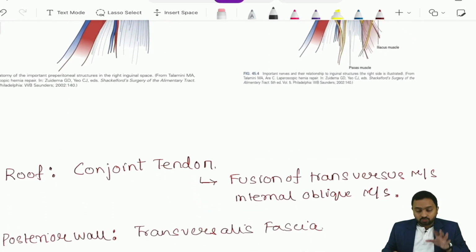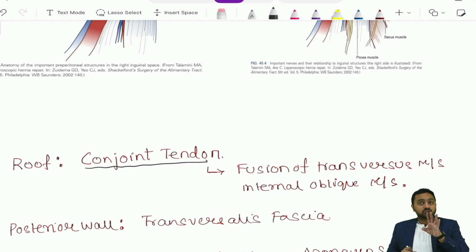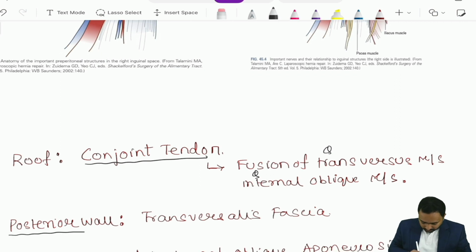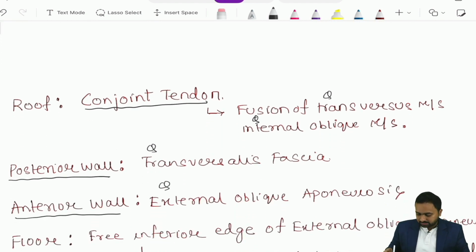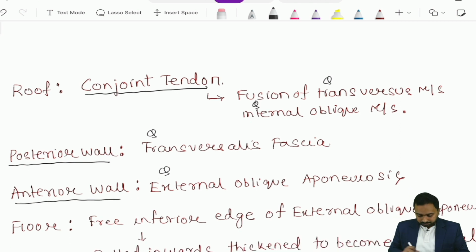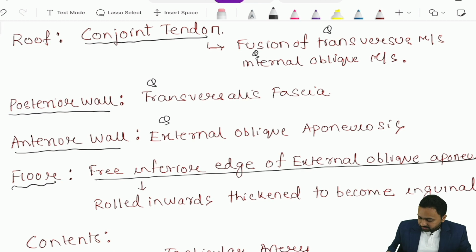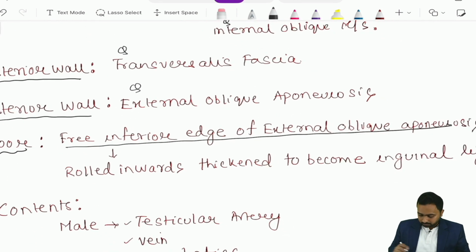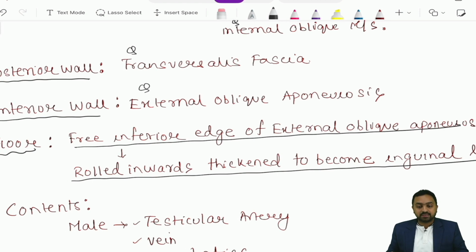Now, the roof of the inguinal canal is formed by the conjoint tendon, and this conjoint tendon is the fusion of the transversus and the internal oblique muscle. Then you have the posterior wall, which is formed by the transversalis fascia. The anterior wall is formed by the external oblique aponeurosis, and the floor is formed by the free edge of the external oblique aponeurosis, which is rolled inwards and thickened to become the inguinal ligament.